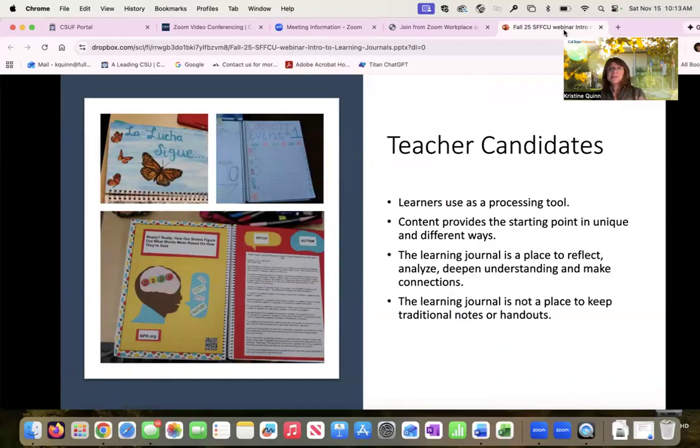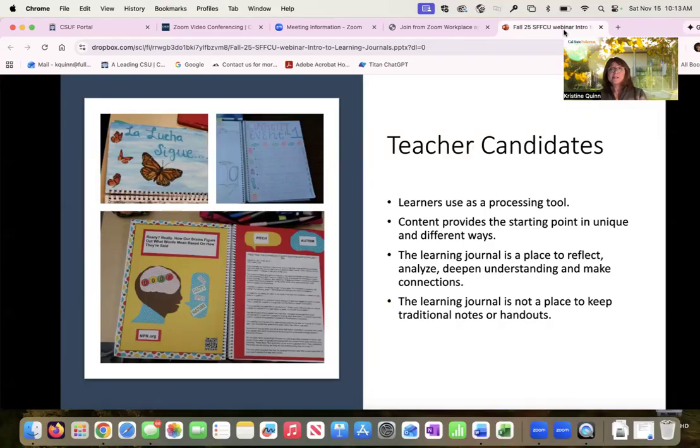So, how do teacher candidates use it? Again, here you're going to see some examples on the left-hand side. You can see that there are images. You can see that there are words. There is use of watercolor. There's use of pens. There's use of papers. There's use of cutting. There's use of collage. So, learners use this as a processing tool.